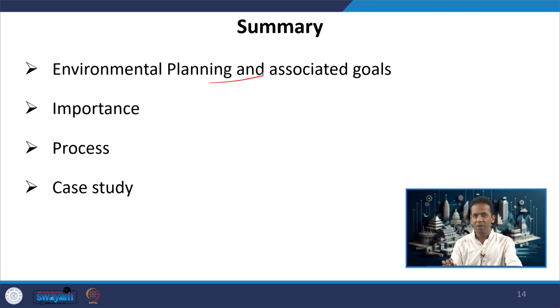So, to summarize, we covered today the concept of environmental planning, how it is a strategic planning, what are the associated goals, what is its importance and process, how corporates or the organizations can integrate environmental front in their corporate culture, along with example of couple of case studies.